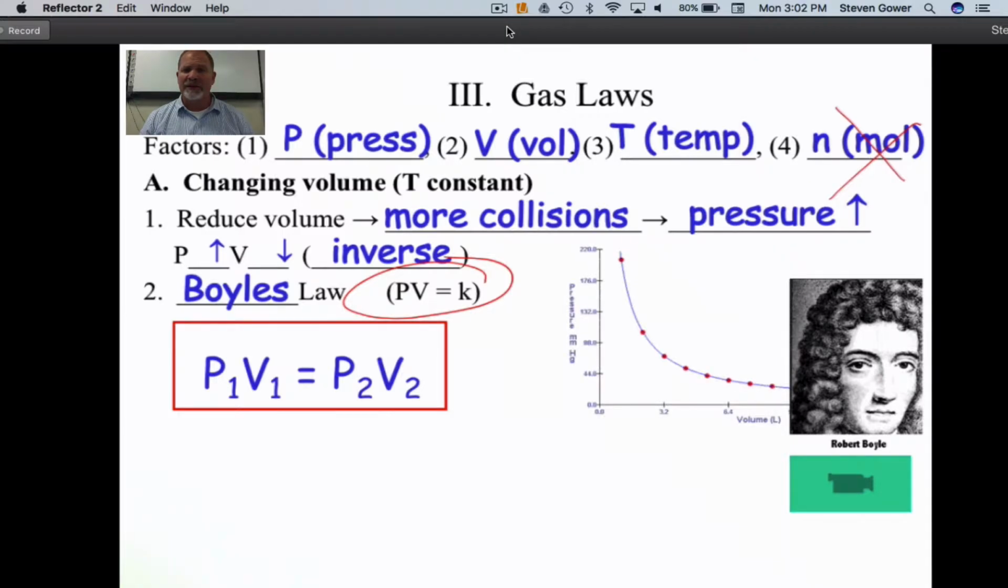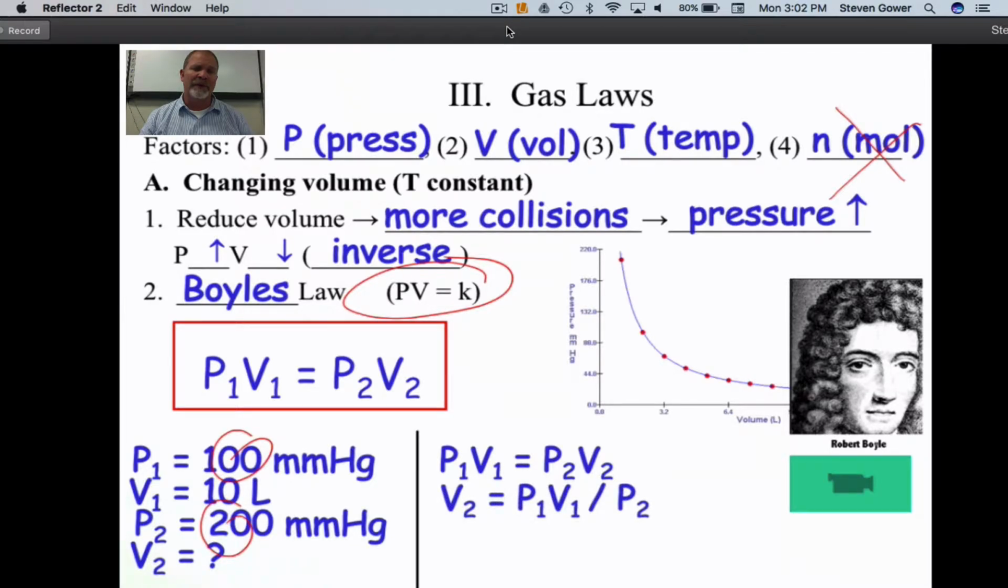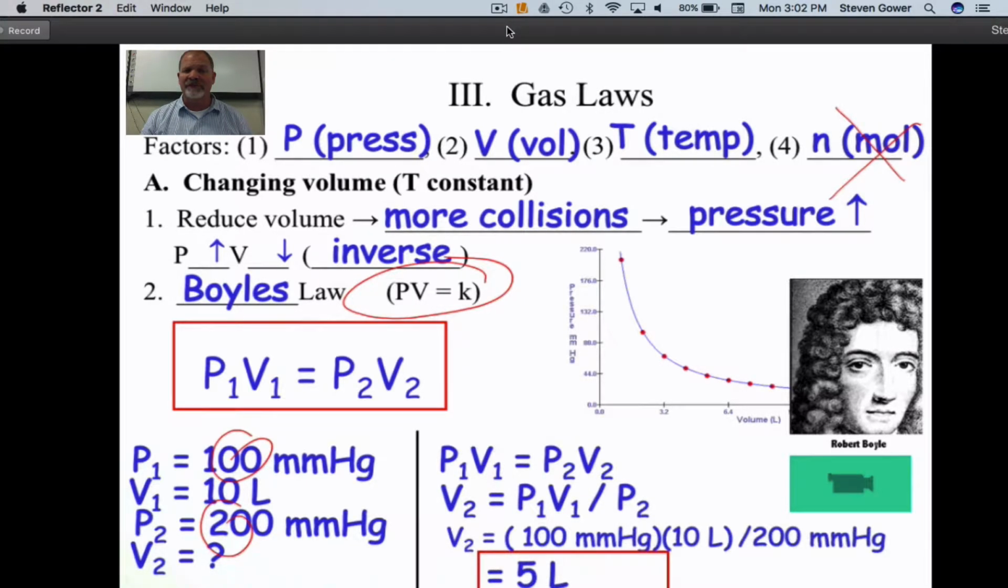And if we plot it out, it forms a hyperbola. Remember this hyperbola. We'll be plotting this out in a graph in our graphing lab. So if I give you the values here, you would see right away that your pressure has doubled. Therefore, I know if my pressure has increased by 2, my volume must decrease by 2 because they have an inverse relationship to each other. If I did plug it into the equation and solve for my V2, I would get the answer of 5, which is expected, half of my 10.